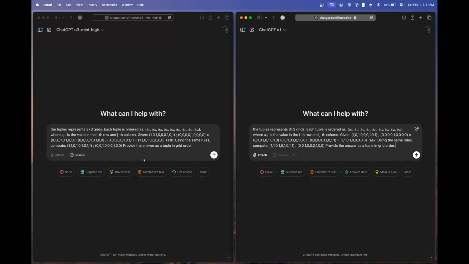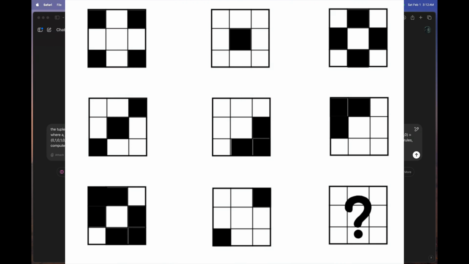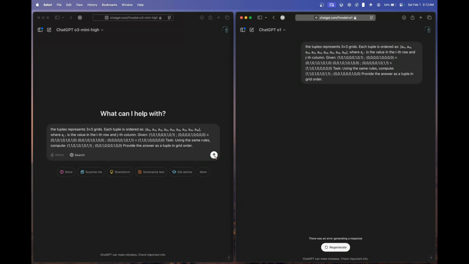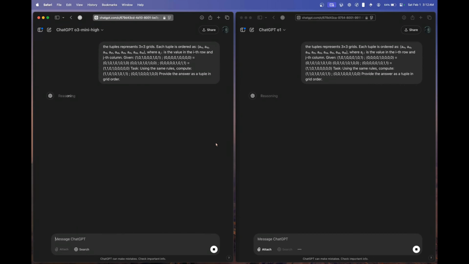So this is the first question. Here you can see 3 cross 3 grids are presented, and two grids with some kind of logical reasoning result in the third one. Two examples are given and it has to find out the answer for the third one. The diagrammatic representation is already visible to you. You can pause this video and have a try. Let's see. First prompt of the day, sending to both O1 and O3 Mini. Here you can see both have started reasoning.